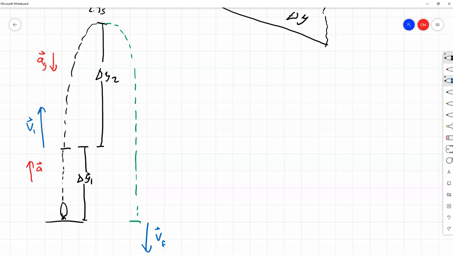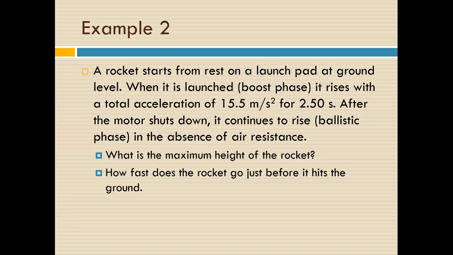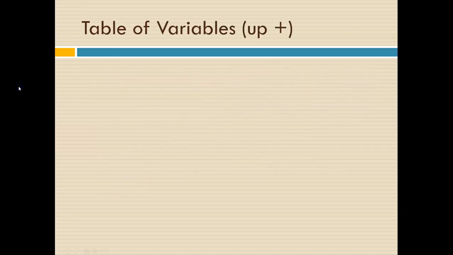All that makes sense there, guys? Now from here, we get to build our tables. We get to build our table of variables. We need 2 sets of tables. The reason being is even though we have constant acceleration in both cases, they're different accelerations. So let's take a look at what those tables are going to look like.